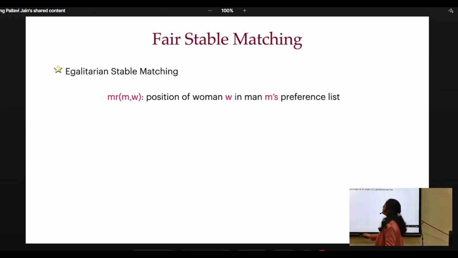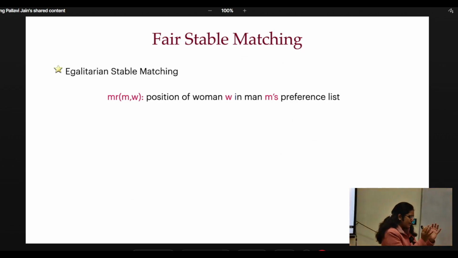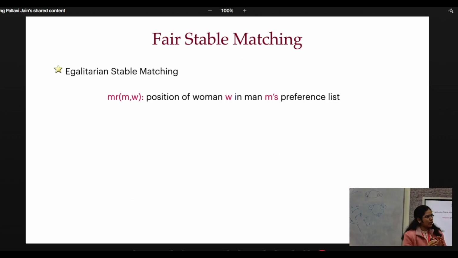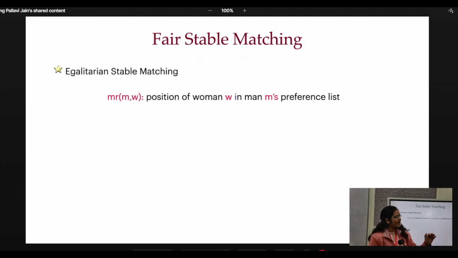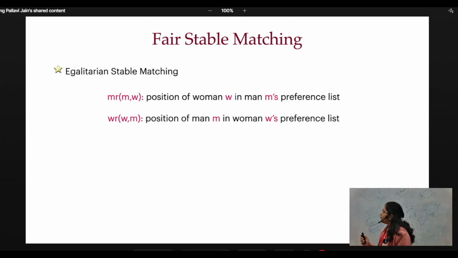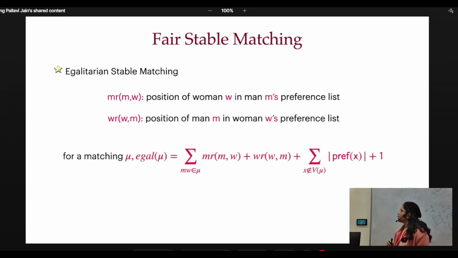MR, MW means the position of woman W in man M's preference list. Just think of it like an ordered pair. MR stands for men's ranking: the first coordinate is the man M, and W is a particular woman. And WM is the position of man M in W's preference list.